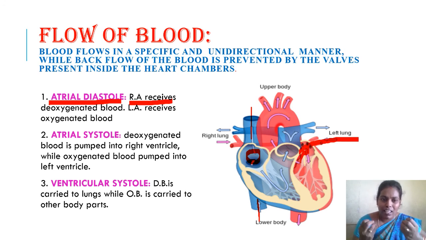Whenever they are in relaxation condition, that means during arterial diastole, the right auricle receives deoxygenated blood from the body parts, and the left auricle receives the oxygenated blood from the lungs. And again immediately these two auricles undergo contraction, that means systole.